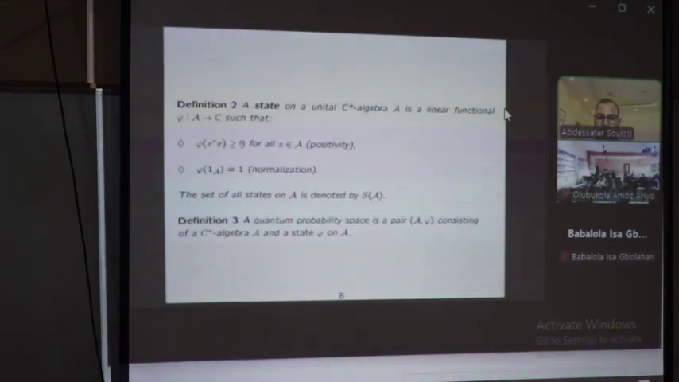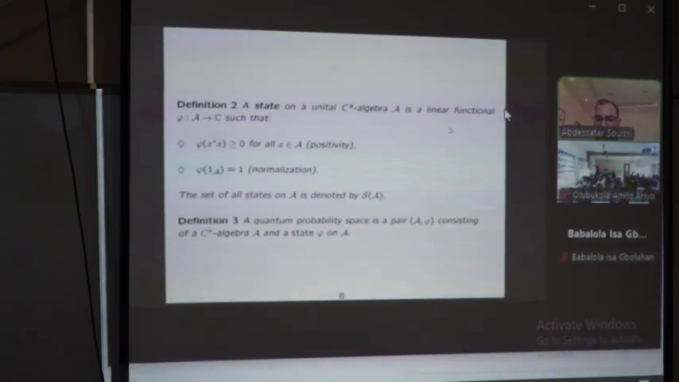Now, a state on a C-star algebra is simply a positive linear functional satisfying these two conditions. First, it maps positive elements into positive reals. A positive element of a C-star algebra is an element that can be written in this form, x star x for a certain x. And it maps the identity to 1.